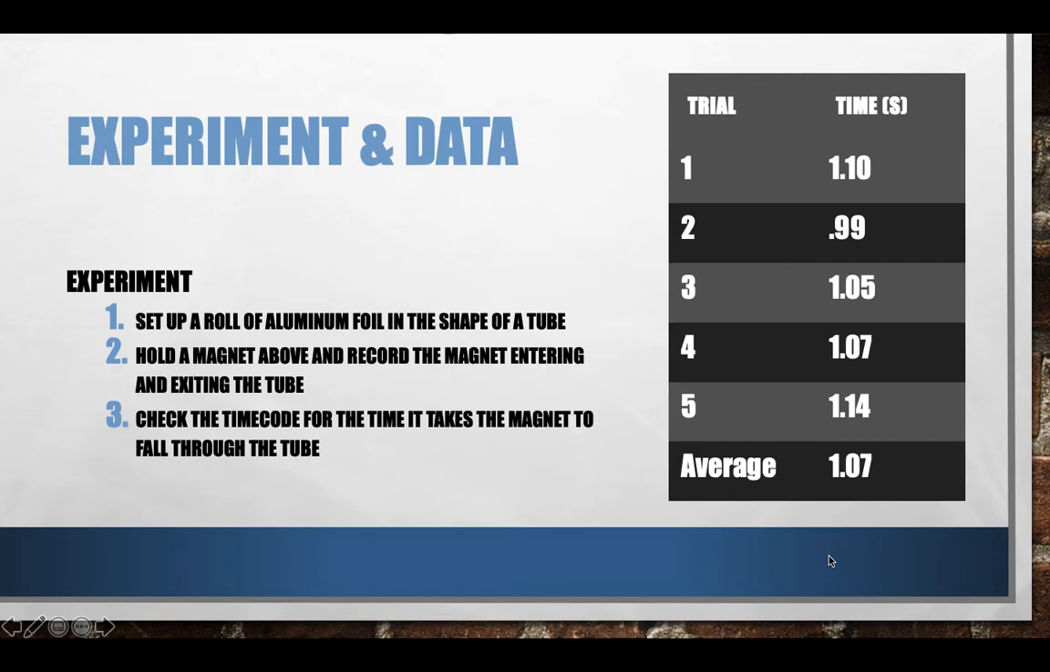In this lab, the experiment was to set up a roll of aluminum foil in the shape of a tube. Then we held a magnet above it and recorded the magnet entering and exiting the tube, taking note of the time stop so that we could see the average time. We did this 5 times and found that it took an average of 1.07 seconds for the magnet to fall through the tube.